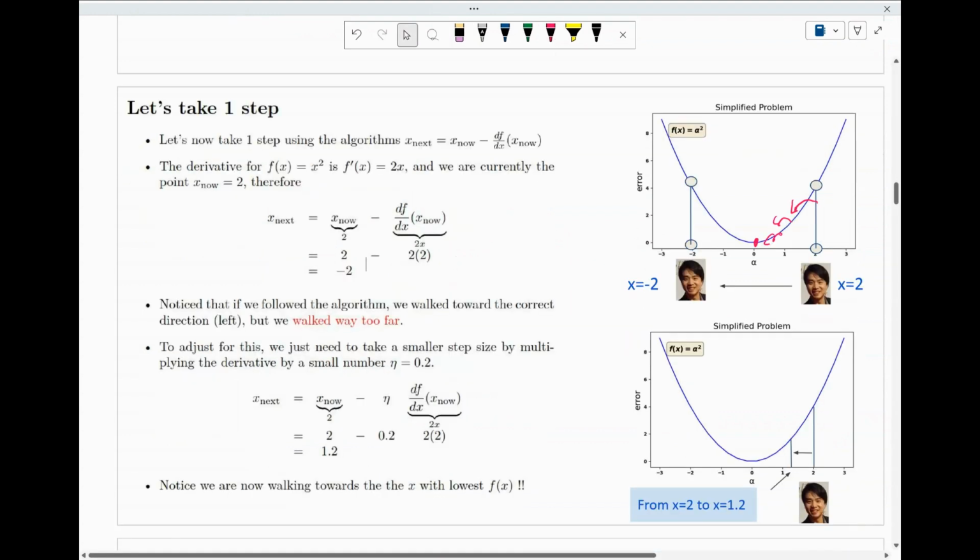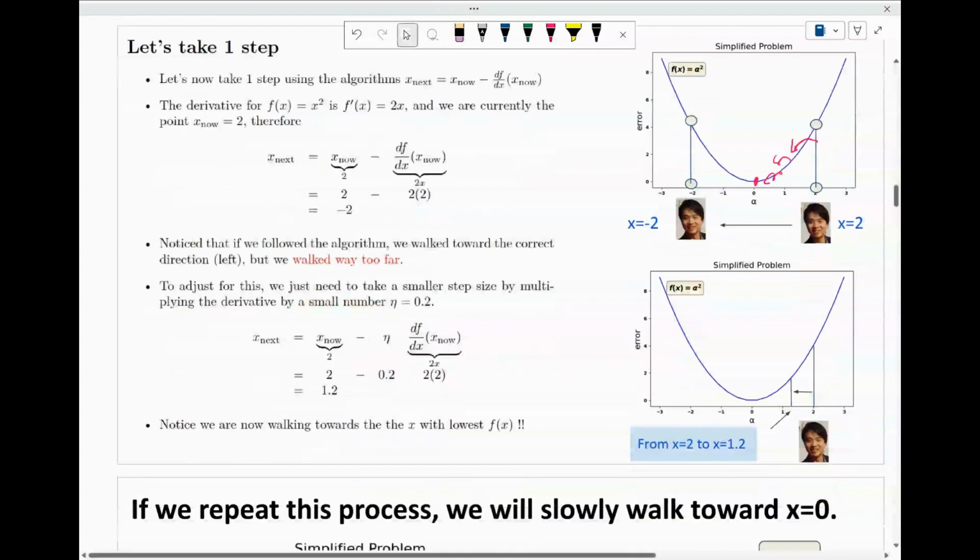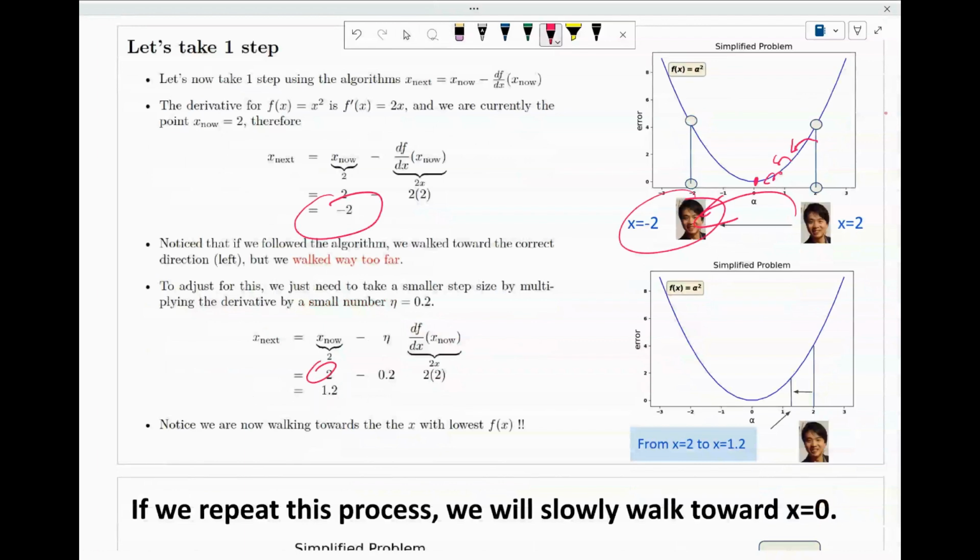So what we do is we multiply the derivative by a small number. It could be smaller than this. This is a number you pick, how small you want the step to be. So if I pick a small step, which is 0.2, instead of arriving at minus 2, which went too far, we are going to get 1.2. So 2 minus 0.8 is 1.2. So we went from 2 to 1.2. So we took a step. This is good. This time we just took a small step, and we're going to incrementally walk towards this.